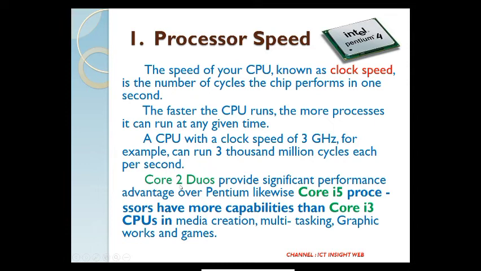At the same time, if you have a Core 2 Duo system, it is going to be faster in performance than an ordinary Pentium computer. Core i5 processors have more capability to run tasks than Core i3 in media creation, multitasking, or when you are working on graphics. So that's about processor speed.